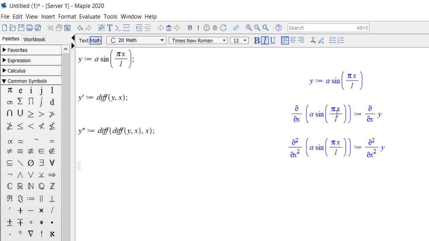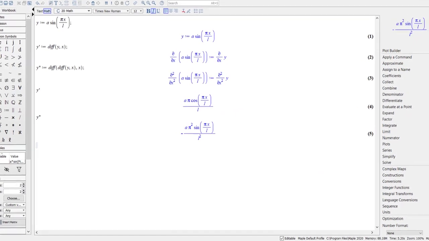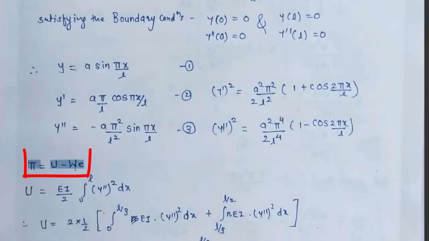Now you have to get the value. You can see you didn't get any value here, so press y dash and press enter. No need to give semicolon or colon or anything. Now press y double dash, you will get y double dash. See, you have done y dash, y double dash. Now you have to define this pi.